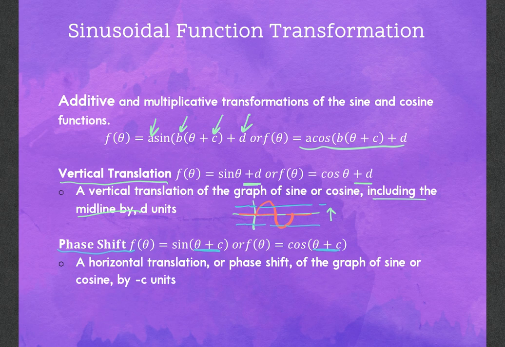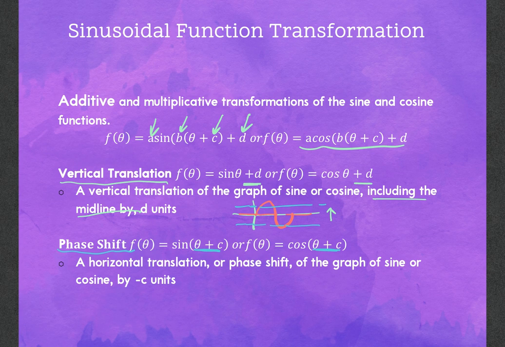Then we're going to look at a phase shift, and a phase shift again is what's happening inside the parentheses. This is a horizontal translation. So we're taking our function and we are shifting it to the right or to the left. And just like everything else with the parentheses and the horizontal translations, it's always the opposite direction. So if you add, you actually move it to the left. And if you subtract, you move it to the right.